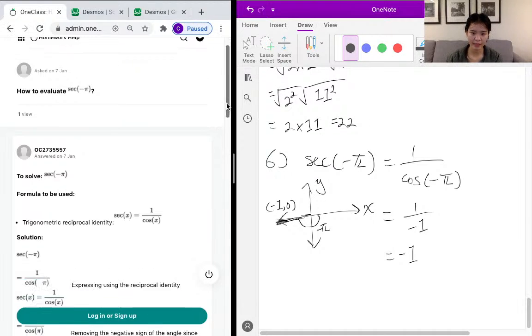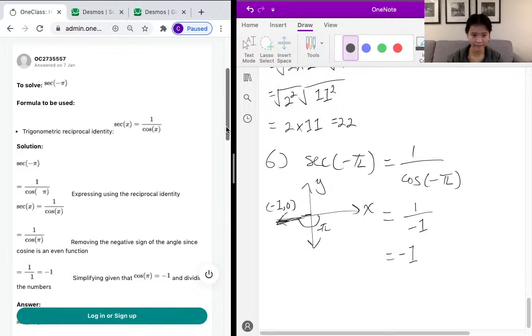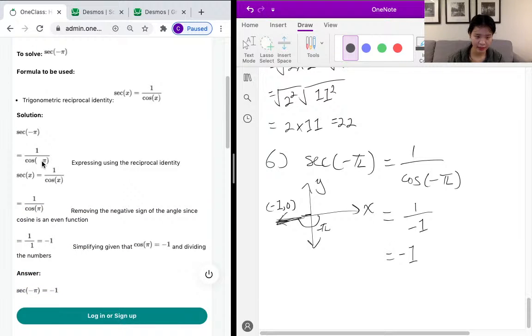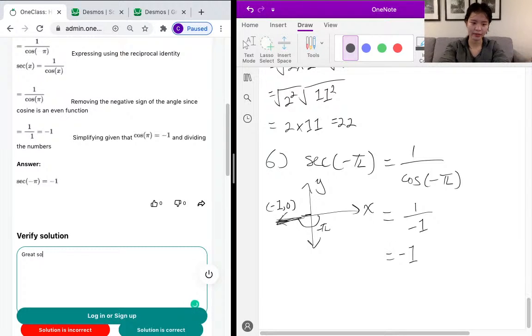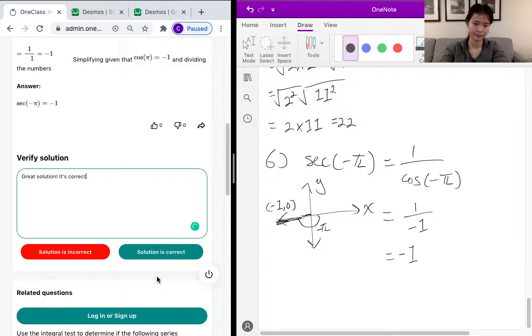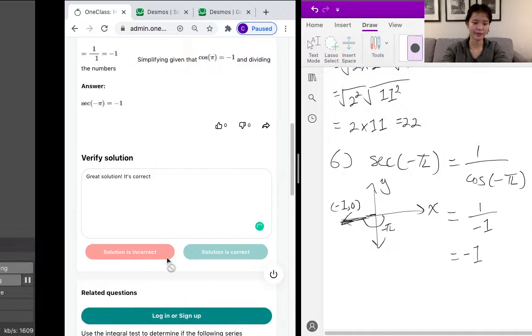Now let's look at our sample solution. They mentioned that fact. There should be a negative sign over here. It's probably just really faint and we can't see it. That is correct. Let's just say great solution, and the solution here is correct.